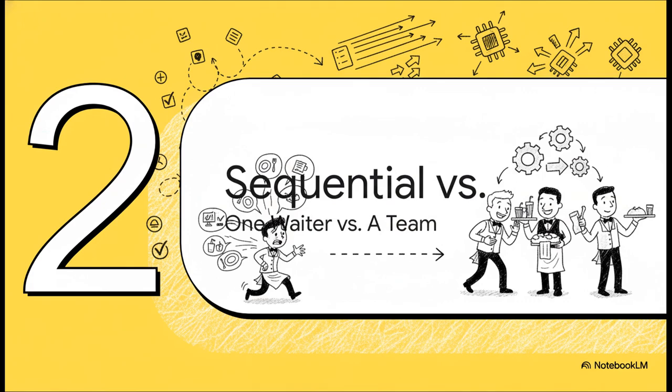See, before multi-threading was the norm, computers worked just like our single, stressed-out waiter. Now, they work like a perfectly coordinated team. Let's take a look at what that actually means.